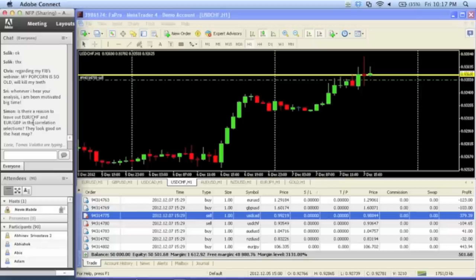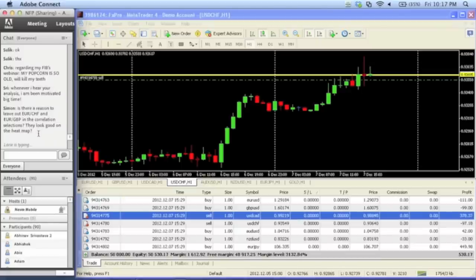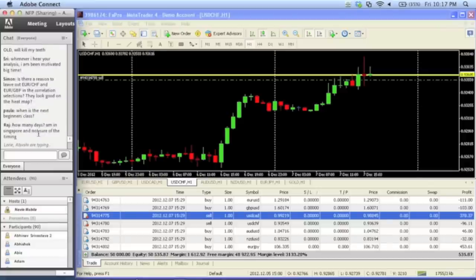Is there a reason to leave out Euro Swiss franc and Euro pound in the correlation section? They are good on the heat map. No reasons. As of right now, we're just focusing on the US dollar pairs. Once people get used to all these pairs, we're going to add more pairs. That's a little bit of an advanced technique, actually, to add in more pairs.